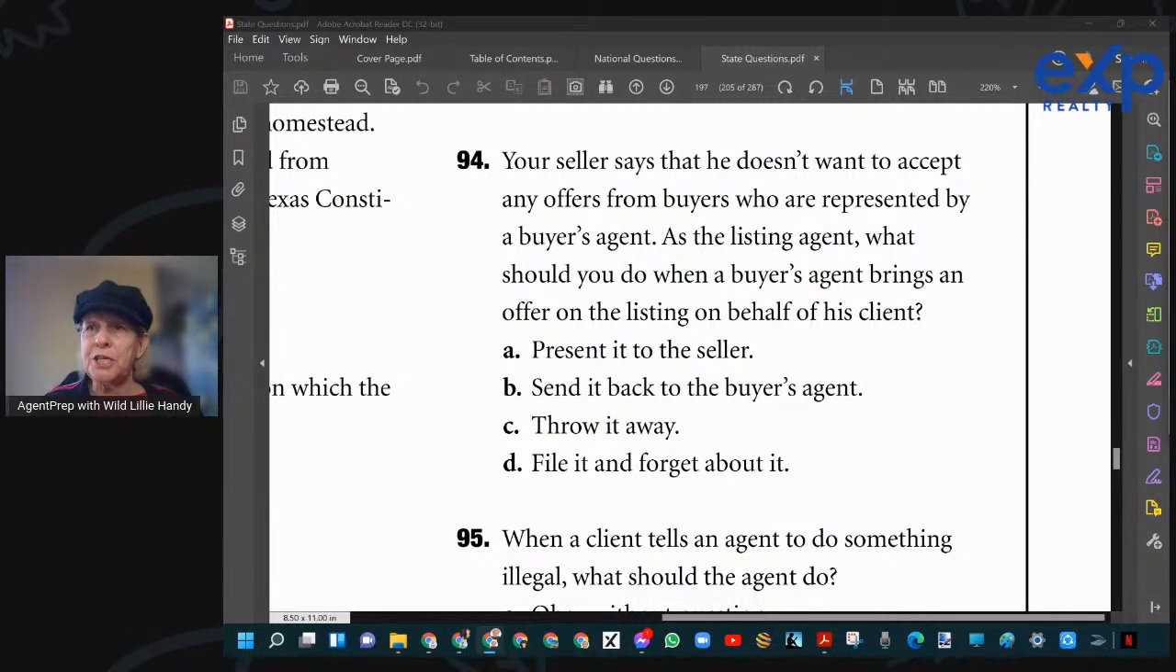What is our fiduciary responsibility, whether a client likes it or not? Now, there are exceptions, and I'll mention it.